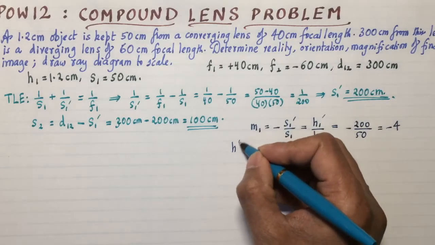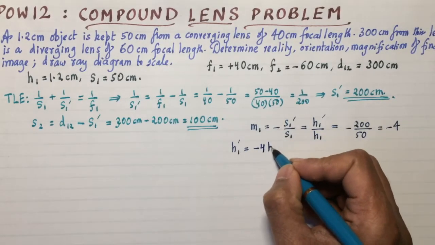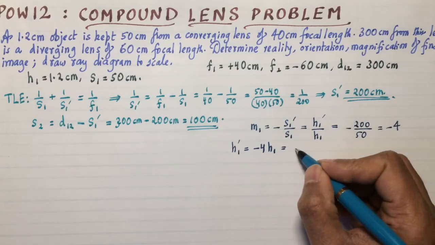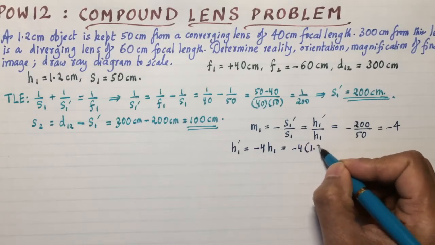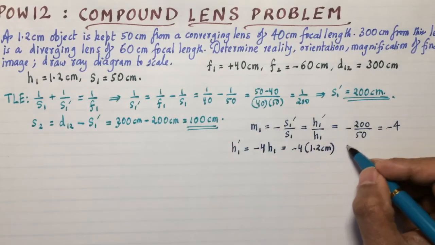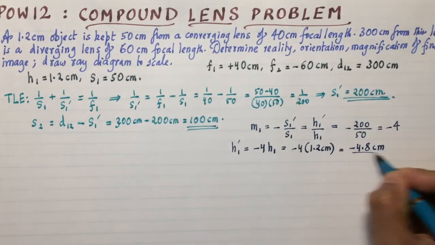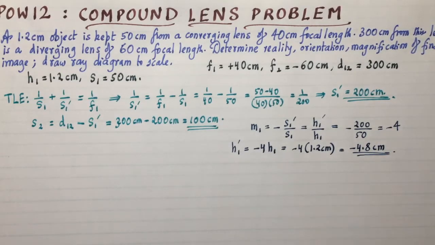So let's also find out what H1 prime is. H1 prime is going to be negative 4 times H1, and so that's going to be -4 times 1.2 centimeters, because the original object's height was 1.2 centimeters, and this gives me -4.8 centimeters. Good to keep that in mind as we draw the ray diagram, we have to get these results.